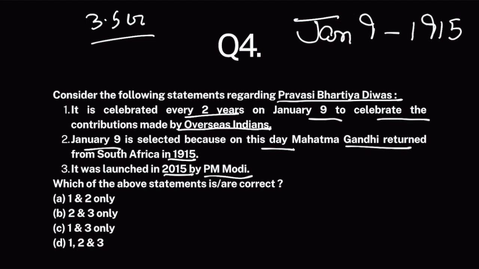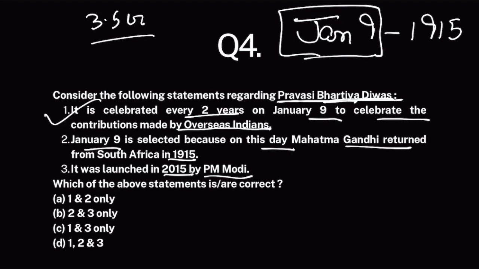So, to honor the contributions made by overseas Indians towards India, January 9th is celebrated every 2 years as Pravasi Bharatiya Divas. Pravasi means overseas, Bharatiya means Indian, Divas means day. So, Overseas Indian Day. Clear? This part is correct. January 9 is selected because Mahatma Gandhi returned on this day.